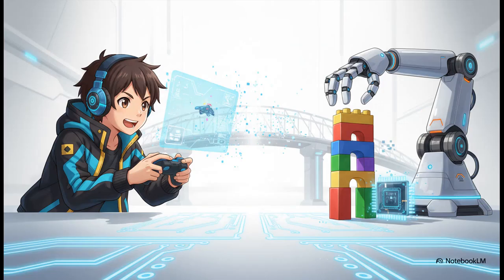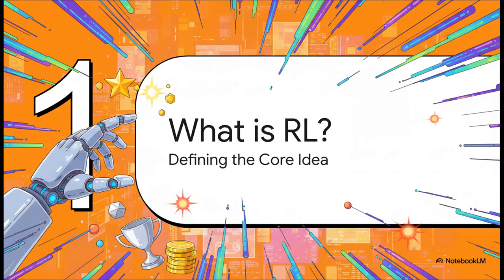And that simple idea, that core principle of learning from the results of what you do, that is exactly how we're teaching machines to win at everything from board games to navigating the real world. Okay, so let's put a proper name on this. In this first part, we're going to define what reinforcement learning, or RL as you'll hear it called, really is.